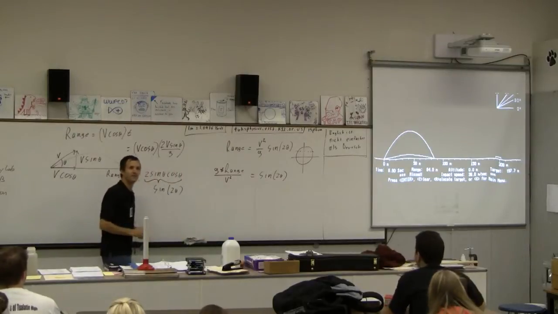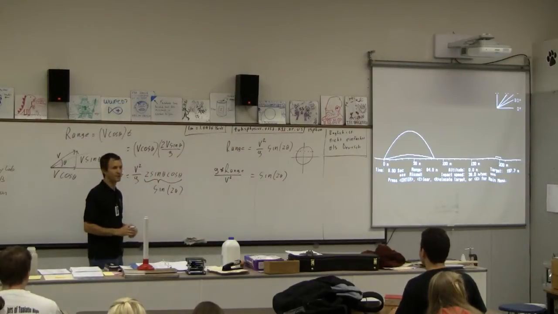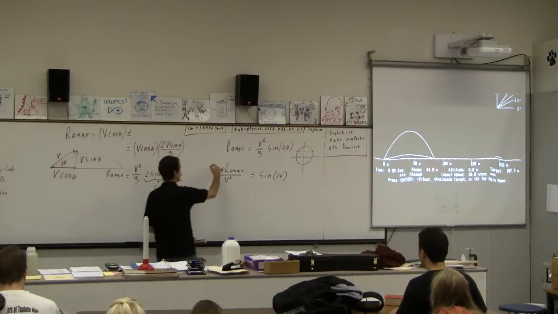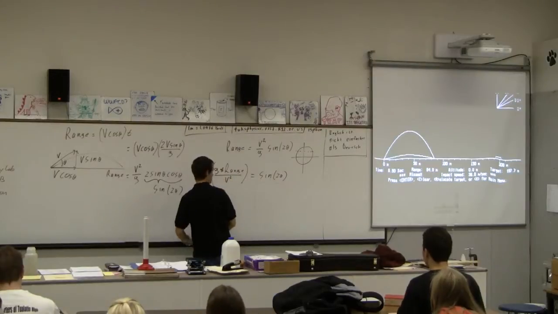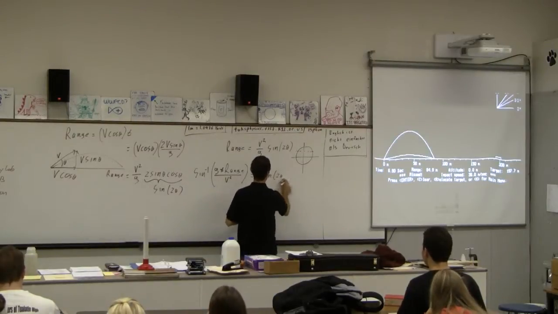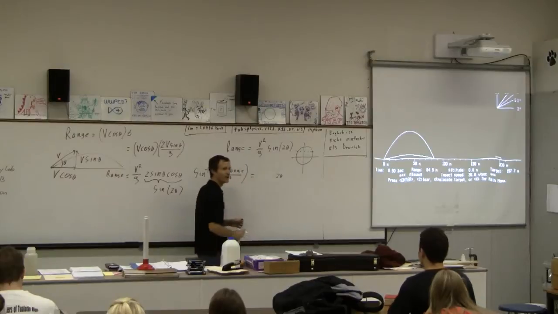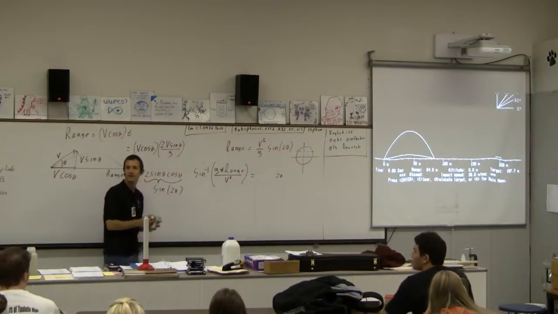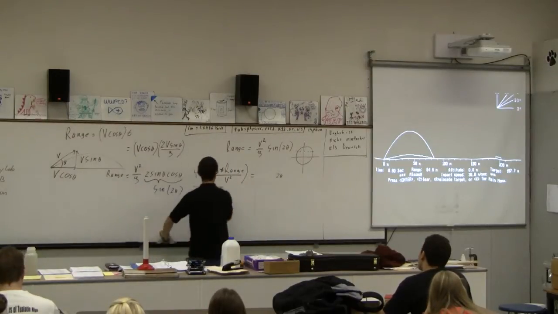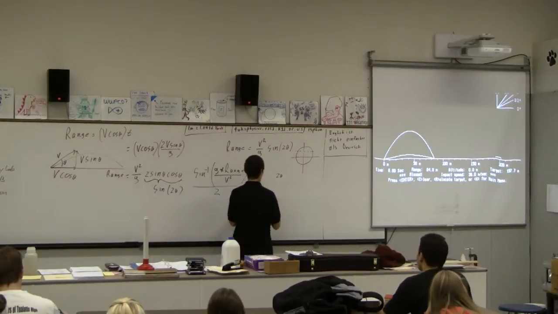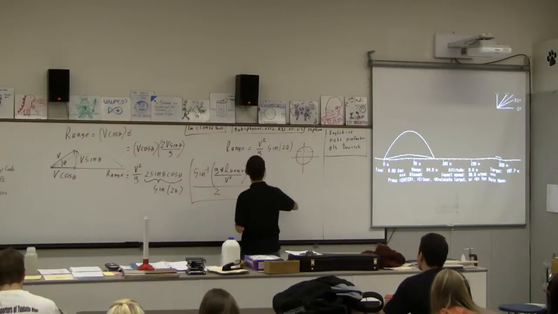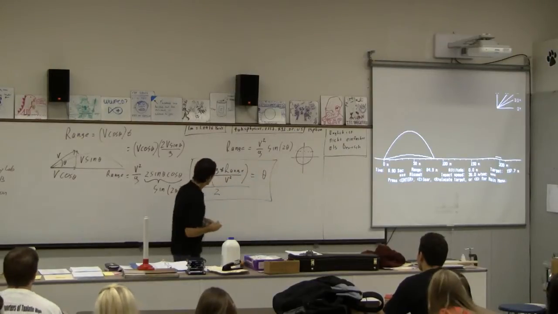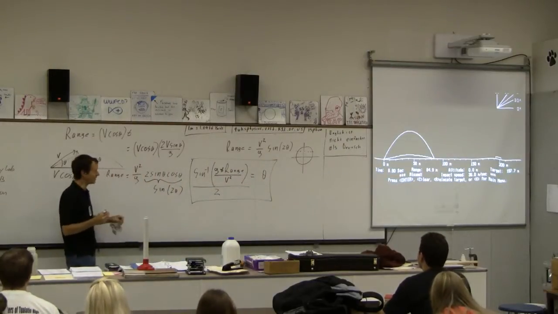What is the next step? Can't get rid of the 2 yet. Inverse sine, right? So sine minus 1. Now what do we do, Bobby? Get rid of the 2. All right. This is our formula for the angle. So if you ever need to calculate what the angle is, there it is.